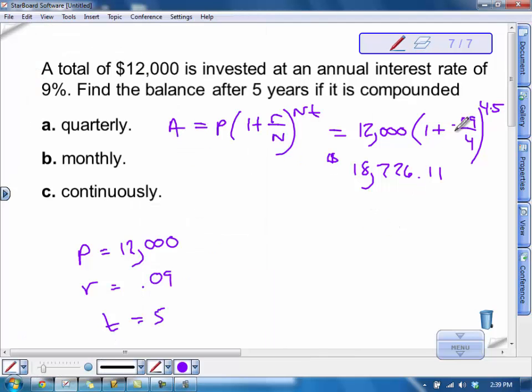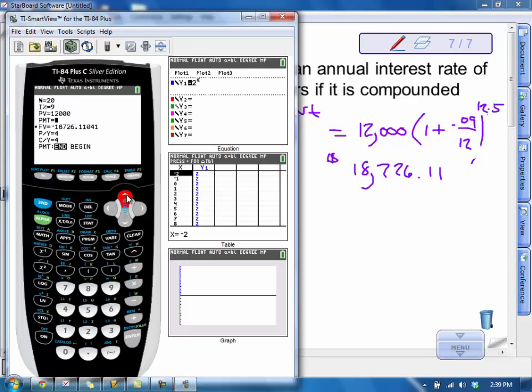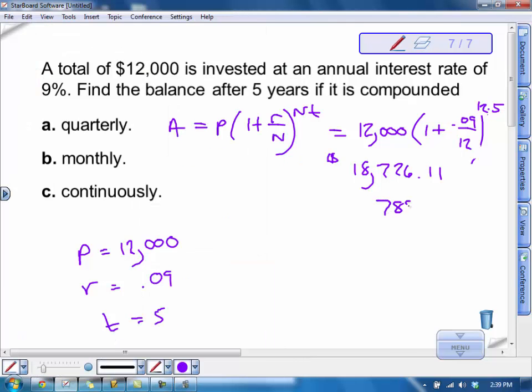Now, if you're going to do it monthly, what changes is this changes to a 12, this changes to a 12, and if you go back to the calculator, then you change your total number of calculations to 60, 12 times 5. Okay, interest rate stays the same, principal value stays the same. Now we're going to calculate these 12 times a year. And if you hit alpha solve on that, that gives you 18,788.17. So that's your answer for monthly.